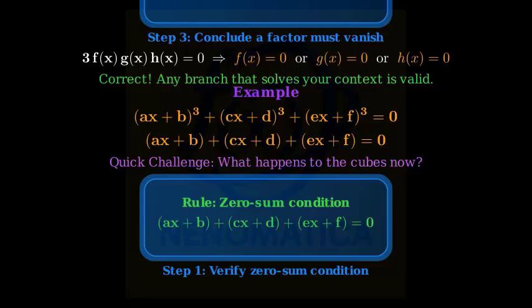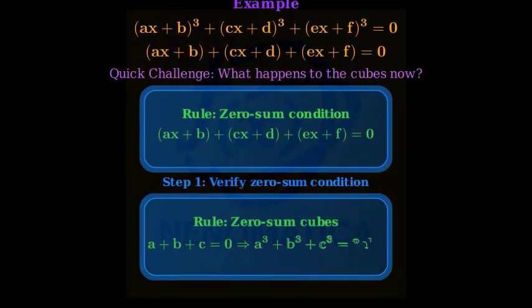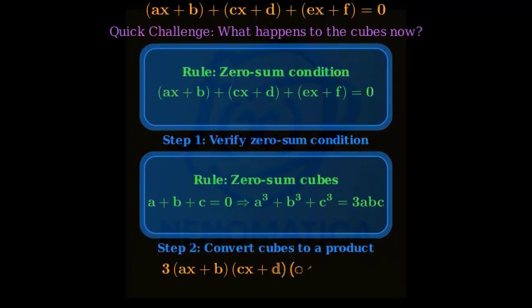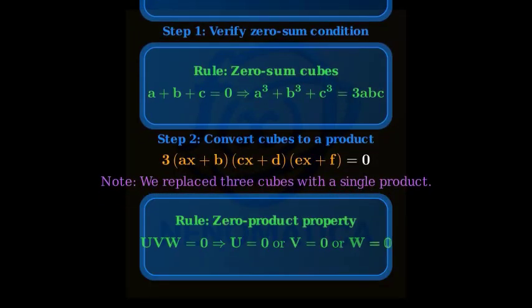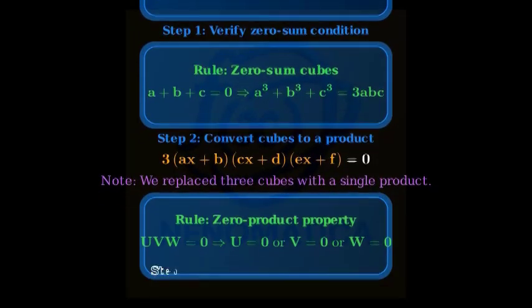Apply zero-sum cubes identity. Now, the sum of cubes becomes 3 times the product of the bases. Step 3. Apply the zero product rule. Each factor can be 0, giving 3 candidate roots. Solve x plus b equals 0, cx plus d equals 0, and x plus f equals 0.